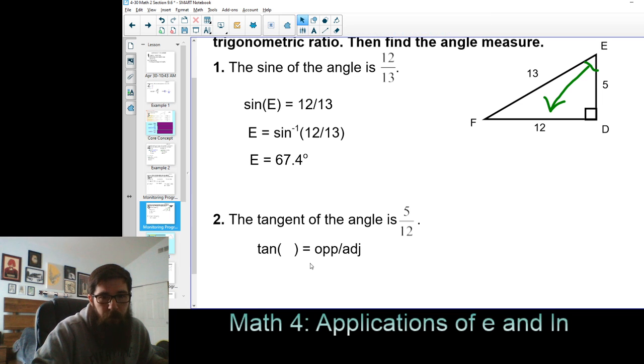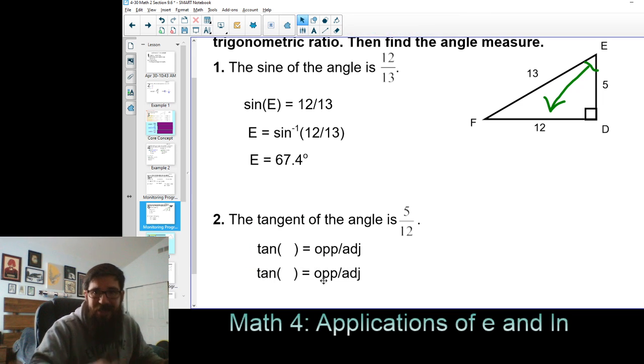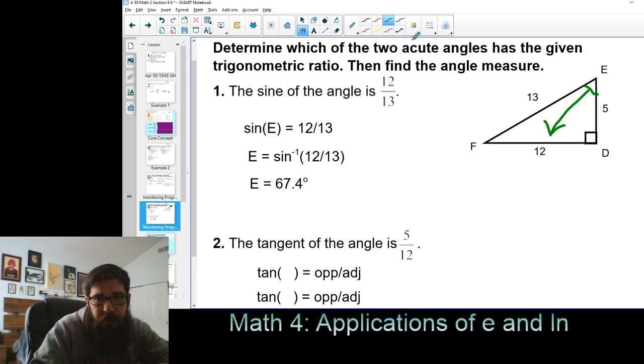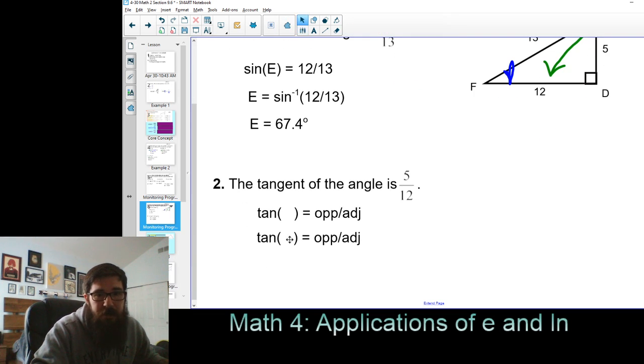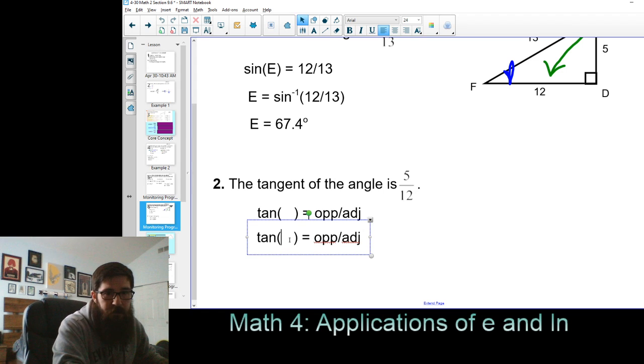So I'm looking for something where when I look from the angle, the opposite side is 5 and the adjacent side is 12. If I come back up to my triangle here, from angle F, the opposite side is 5 that it's not touching, and 12 is the leg that it is touching. So we're really talking in this case about tangent of F. What was my opposite side? It was a 5, and the adjacent side was a 12.